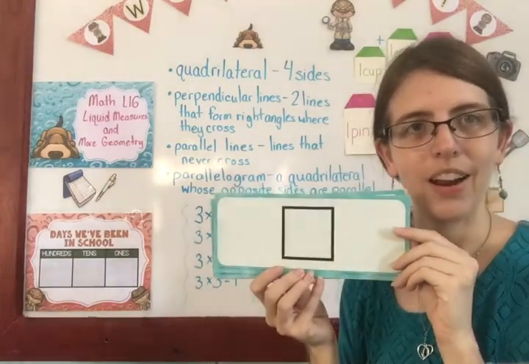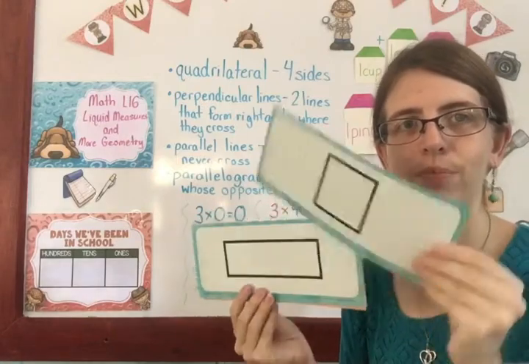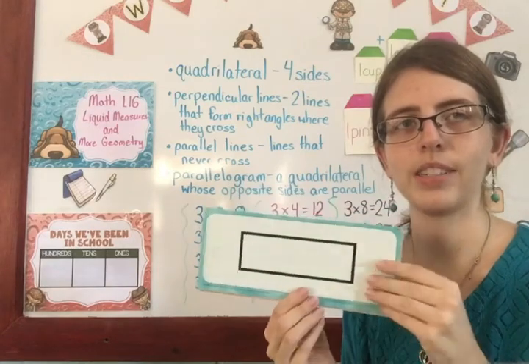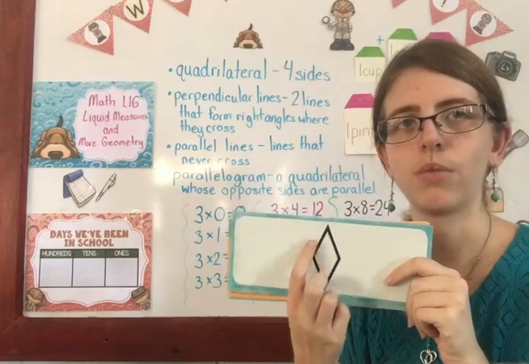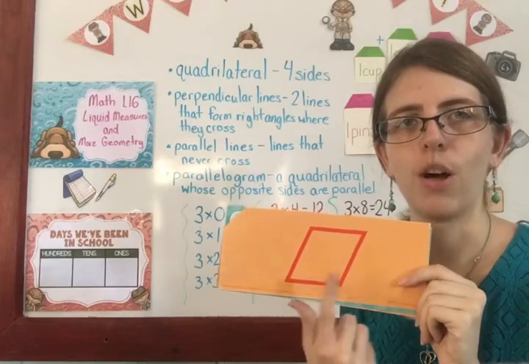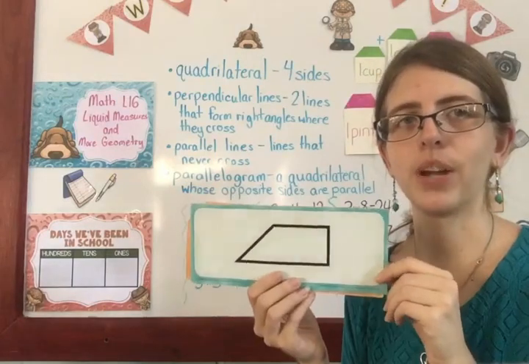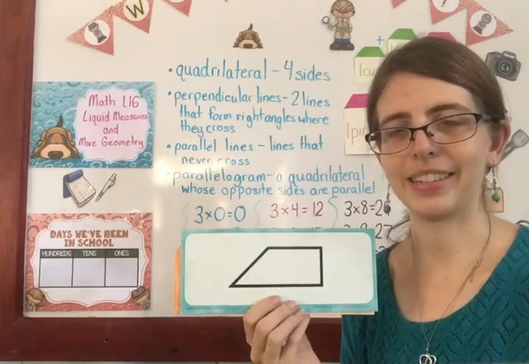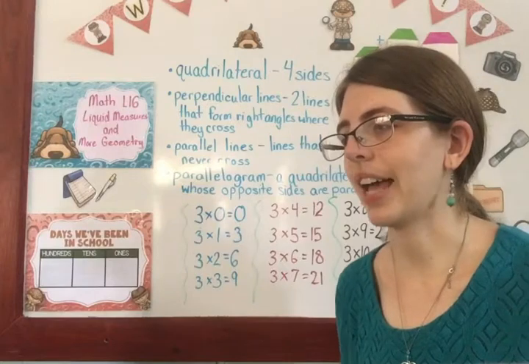So a square is a quadrilateral. It has 1, 2, 3, 4 sides. A rectangle is a quadrilateral. 1, 2, 3, 4 sides. A diamond is a quadrilateral. 1, 2, 3, 4 sides. A rhombus is a quadrilateral. 1, 2, 3, 4 sides. And a trapezoid is also a quadrilateral. 1, 2, 3, 4 sides. So the only requirement to be a quadrilateral is that you have 4 sides.